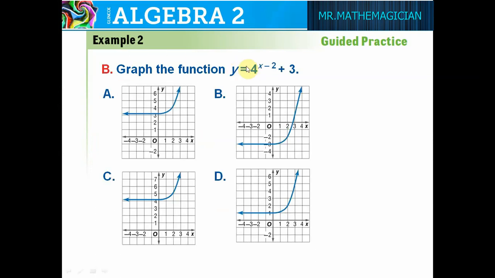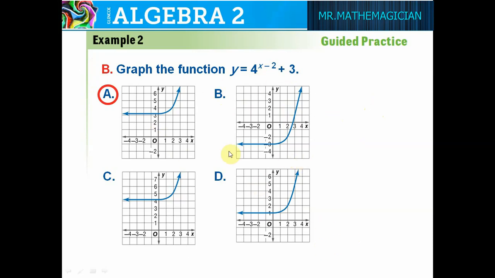Graph the function y equals 4 to the power of x minus 2, plus 3. It is the same as 4 to the power of x, but we have 2 units to the right and 3 units up. So what to choose? A, B, C, or D? Yes, the actual choice should be A.